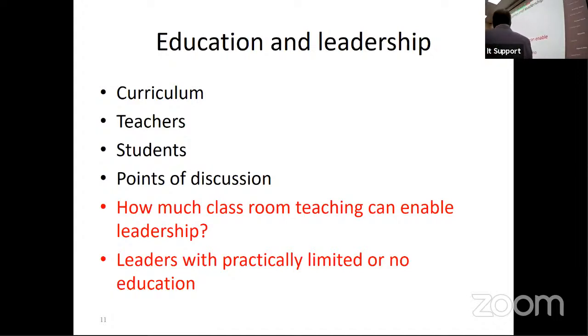So the question is, how much education is required? Classroom teaching is required to develop leadership. It's very hard to answer. But one thing for sure, if you want to be a science leader, it's very unlikely that without education you can be a science leader. That is what I will focus on. So the classroom teaching or online teaching, whichever way it is there, it's very important. Then we keep discussing curriculum, who are the teachers, who are the students, how are they discussing their interactions. And I think this becomes the subject matter of how do you educate.